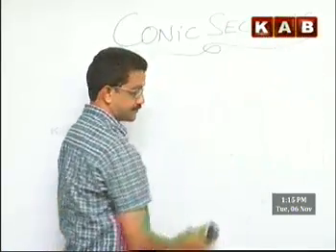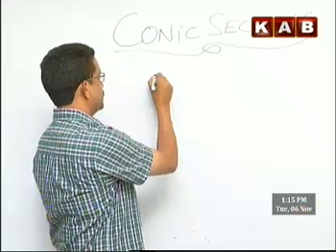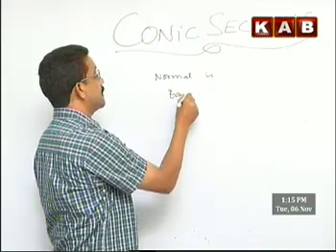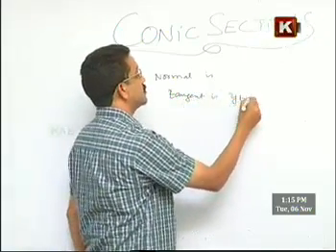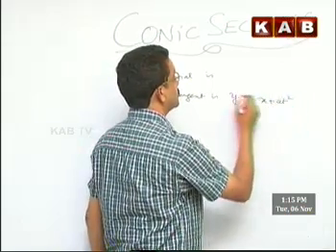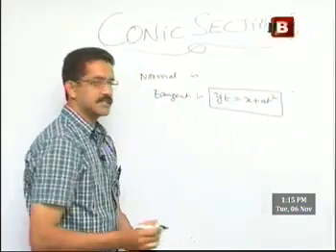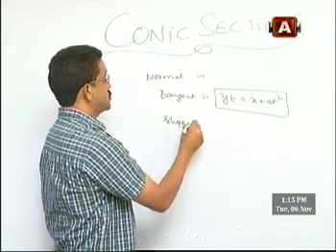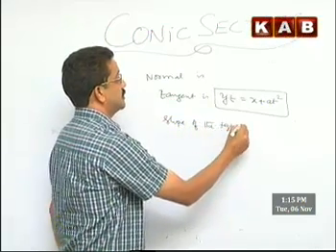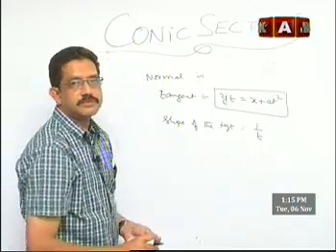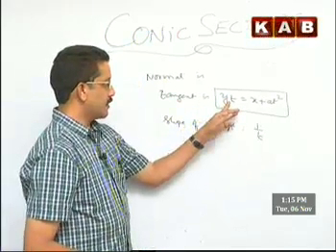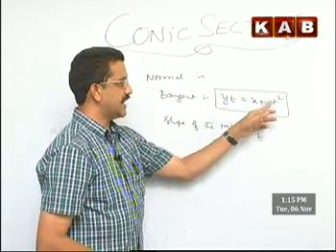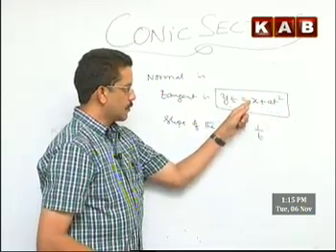Normal equation. Please look at this. The equation of normal: first of all, my tangent is yt is equal to x plus at^2. We don't actually forget this. The slope of the tangent is 1 by t. How did I get that? If you write this as y is equal to mx plus c, dividing by t, you get y is equal to 1 by t x plus at. So this is the slope, m is 1 by t.